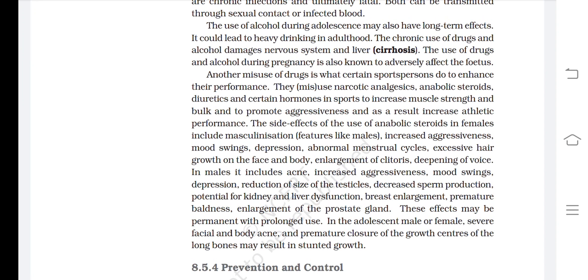In the adolescent male or female, severe facial and body acne and premature closure of the growth centers of the long bones may result in stunted growth.